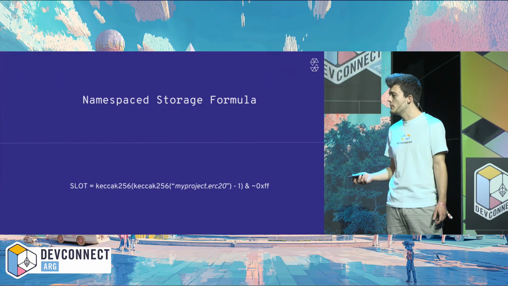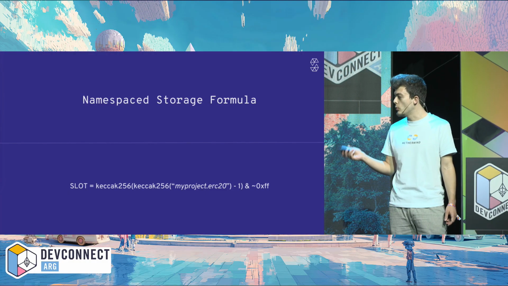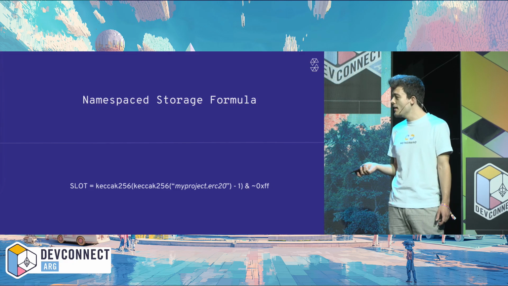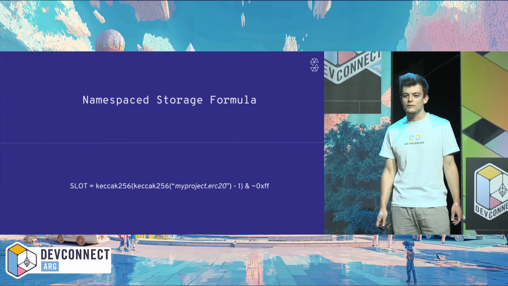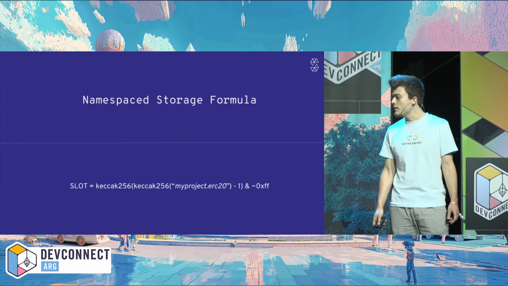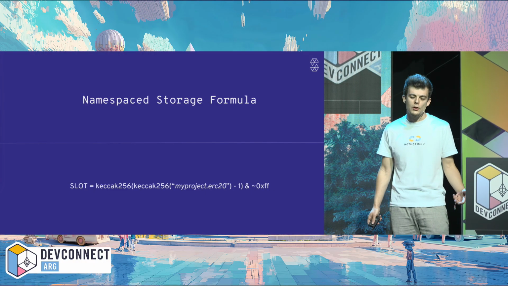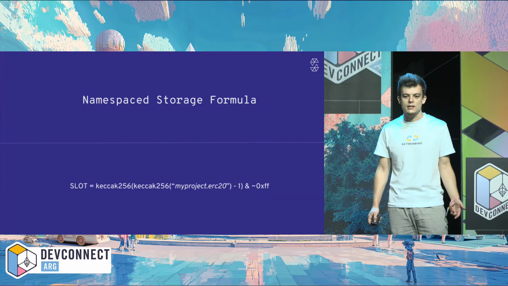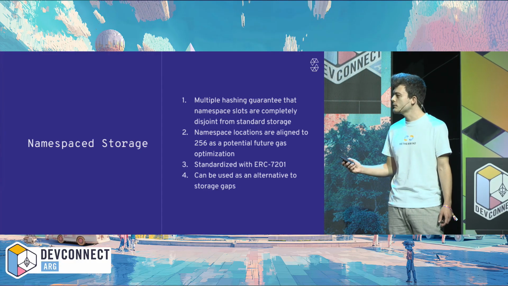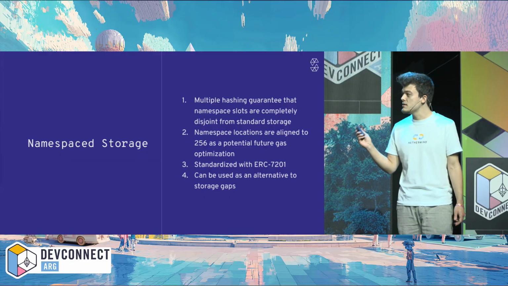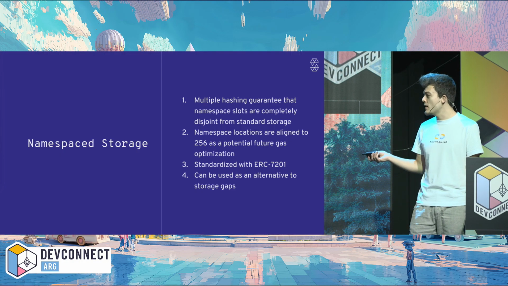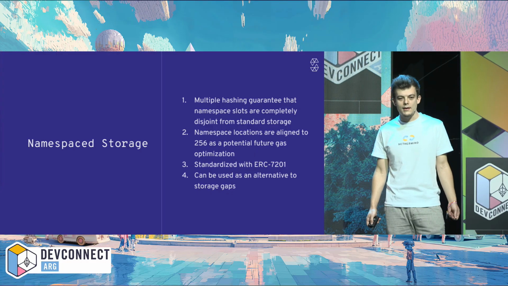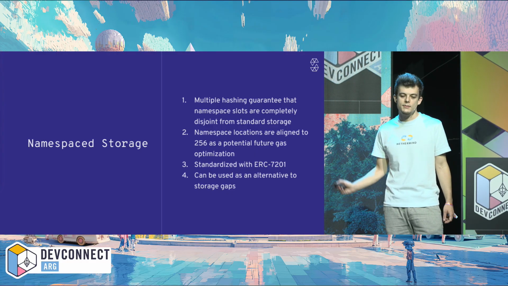As you can see, it's a bit more complex. Basically, we're hashing twice, and then we're making sure it ends in 256. This last bit is for a possible future gas optimization, and the double hashing is basically to make sure under no circumstance it's going to collide with some other storage that our proxy contract might have. Yeah, so I mentioned these first two. It's standardized with ERC 7201, and again, like diamond storage, it can be applied as an alternative to storage gaps.